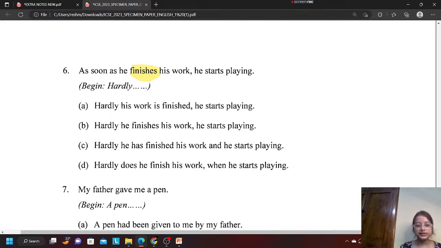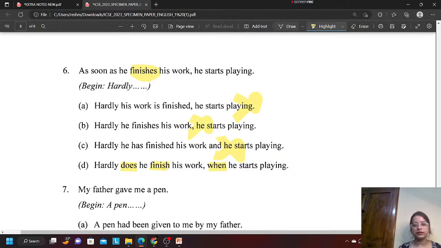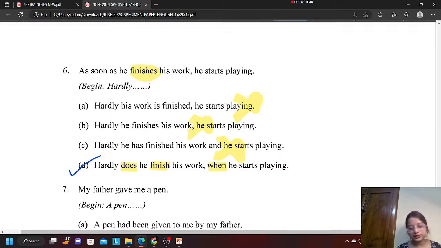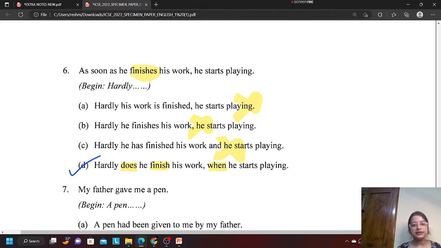As soon as he finishes, present tense. So helping verb we have used and it is present tense. Verb का first form we have to use. It is finish. With hardly we use when. So that is also correct. Rest of it, anyway you can cancel this one. He finishes इसमें when नहीं है तो cancel करो इसको. And he starts playing इसमें भी when नहीं है. This is the simplest one. You know D is correct. You're just saying 6A. See, hardly के साथ, once again I'm telling you, okay.